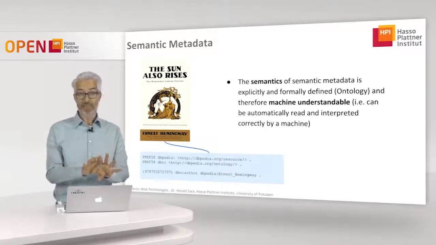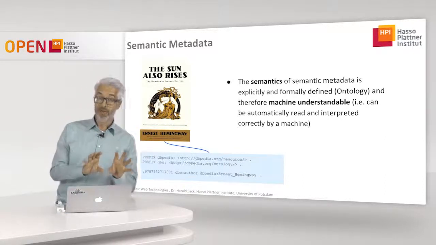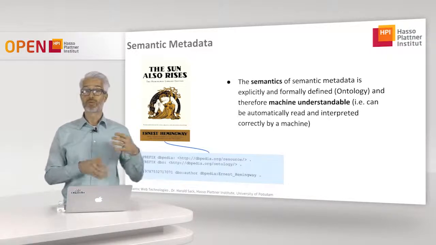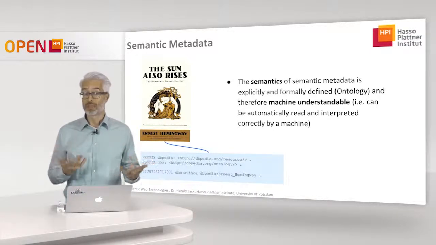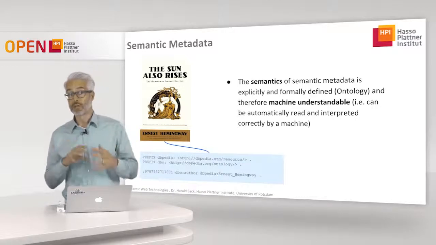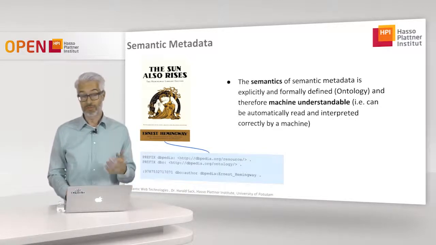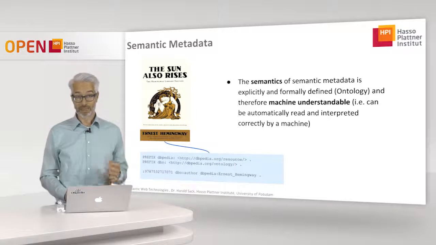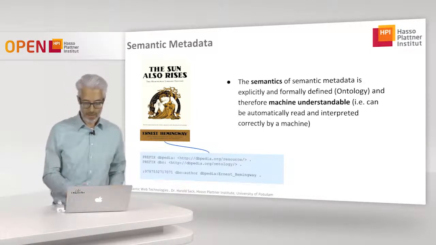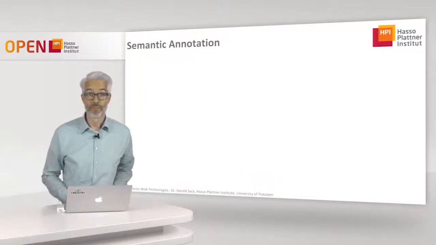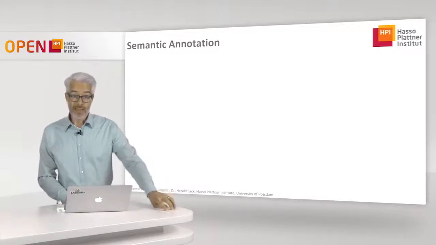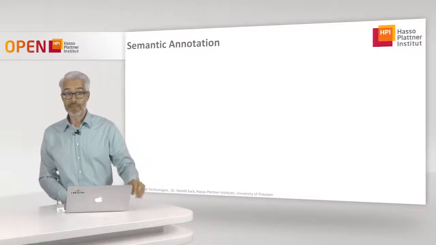Okay, so semantic metadata have the advantage that we can automatically understand, which means automatically interpret correctly, the content of that kind of metadata. Therefore, for us, semantic metadata is, of course, the metadata of choice that we are dealing with. Okay, from metadata now we go to semantic annotation.